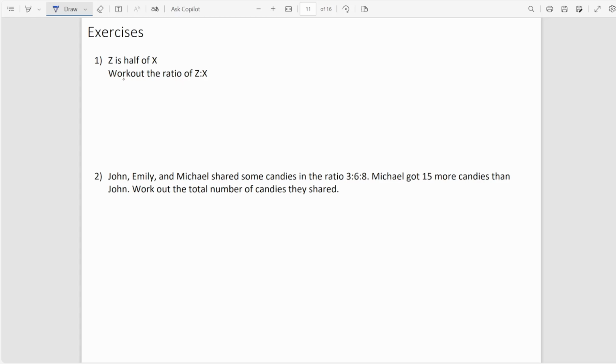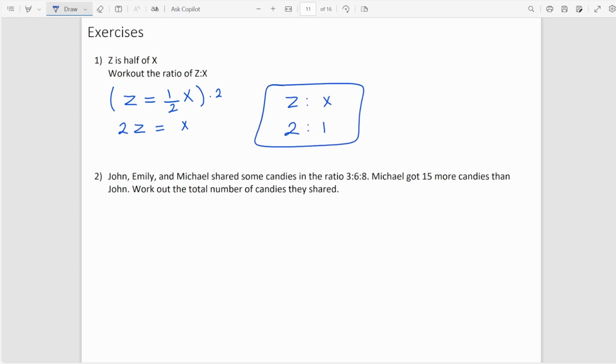Z is half of X. Work out the ratio of Z to X. So like I said, translate this into equations. Z is equal to half of X. And then I'm going to go ahead and multiply by 2 to get rid of the denominator. I get 2Z is equal to X. So every 2 of Z is 1X. Okay? So the ratio between Z and X is 2 to 1. And that is it. This is the answer. Move on to the next one.